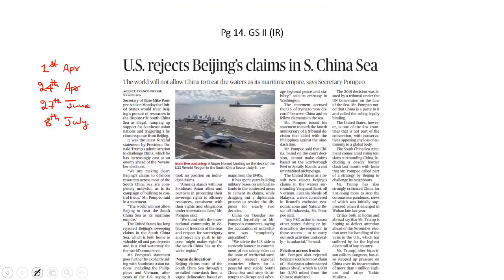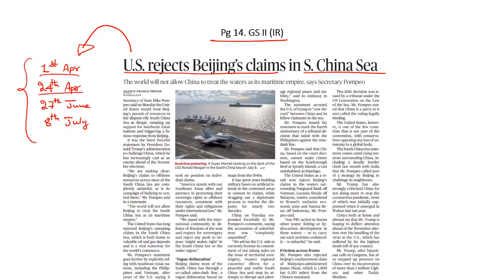Then on the same page, we have another article which refers to the rejection of Beijing's claims in the South China Sea by the United States. This is again a topic that we have covered multiple times in the recent past, including on the 1st of April, the 24th of April, the 27th of June, and more recently on the 8th of July. So if required, kindly go through these videos and go through the column once.